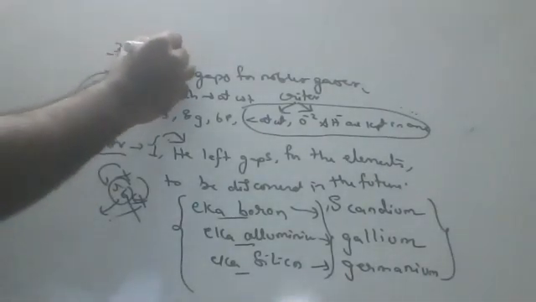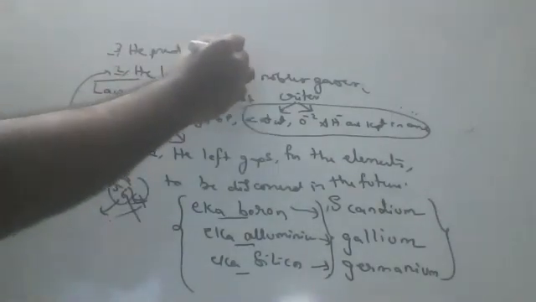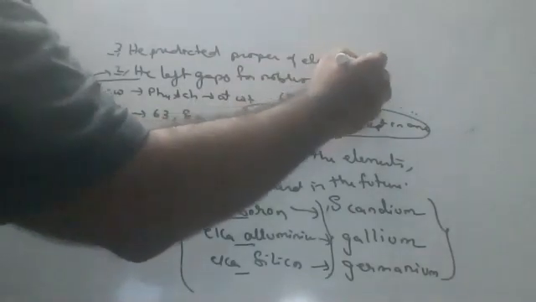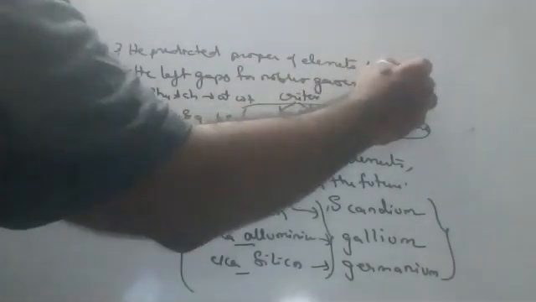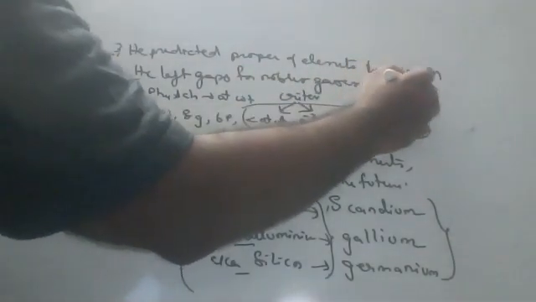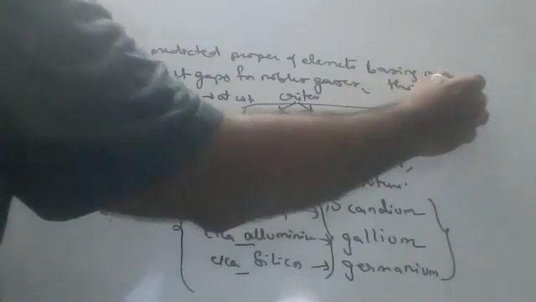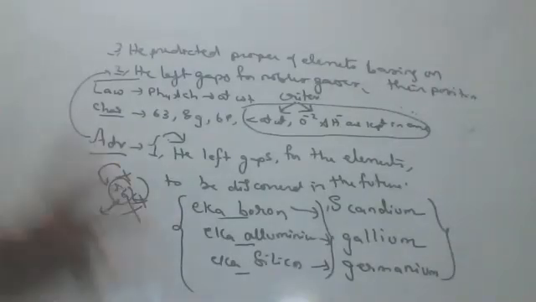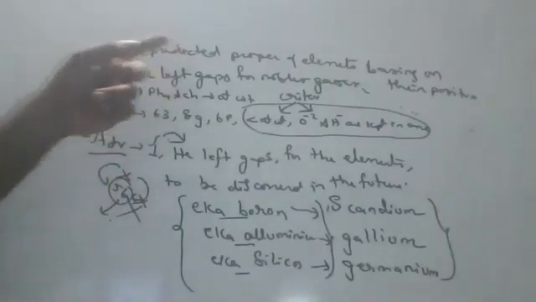He predicted properties of elements basing on their position. Some properties, children, because during his time, much of the experimental apparatus, all this laboratory, so much technological sophistication is not there. So whatever is available during his time, with that by position, he predicted the properties.